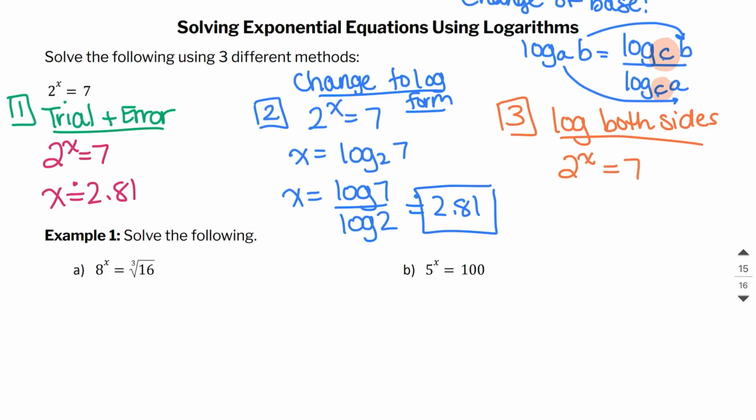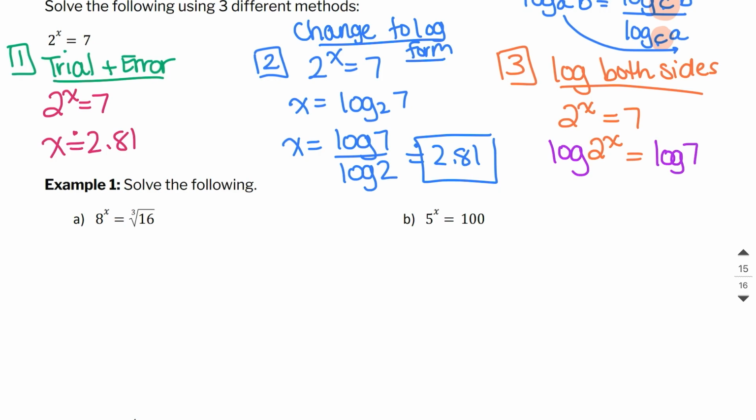So let's write this out. 2 to the power of x equals 7. I'm going to log both sides. So I'm going to say log of 2 to the power of x equals the log of 7. After you do that, we know that we are allowed to bring this x out in front. So I can bring the x out in front and say that this is x log of 2 equals log of 7.